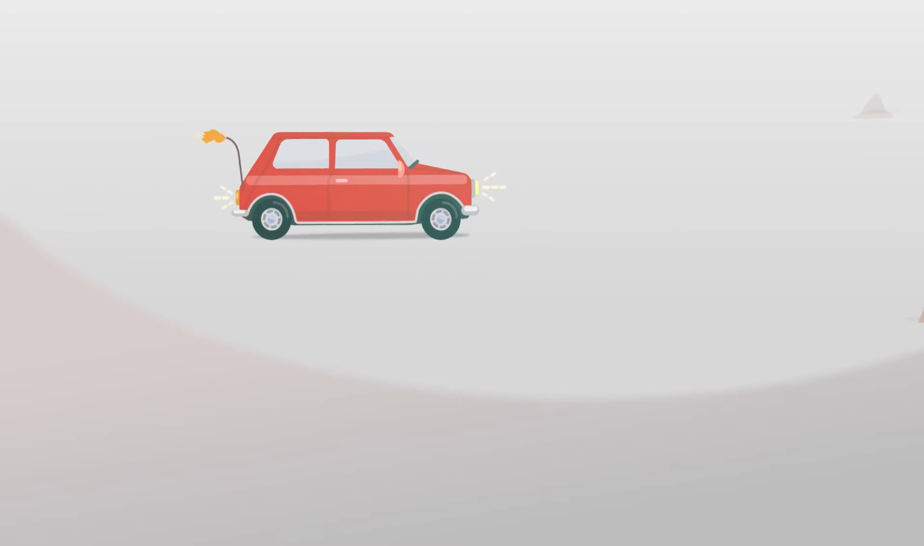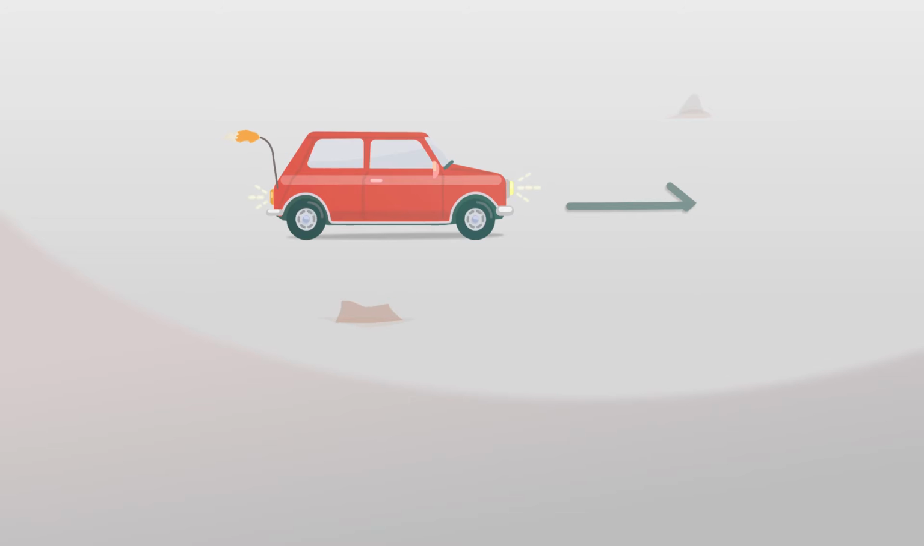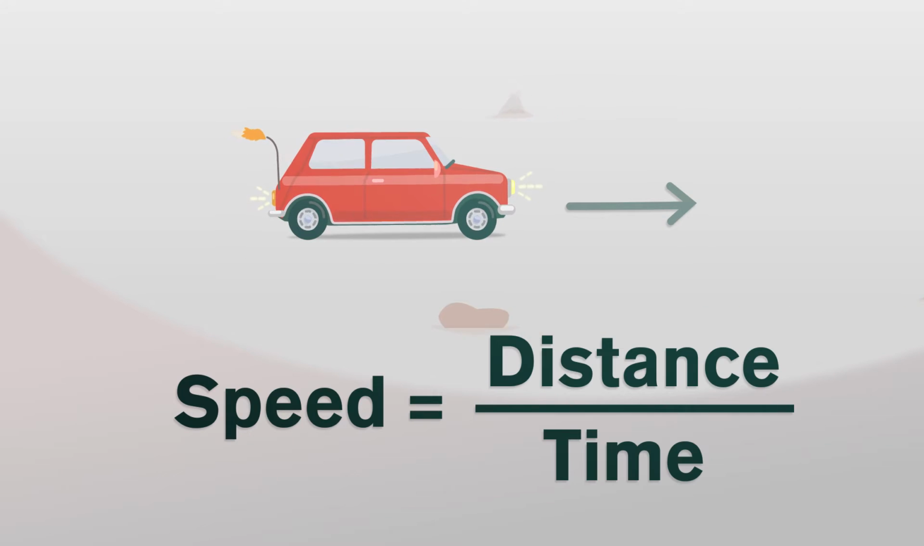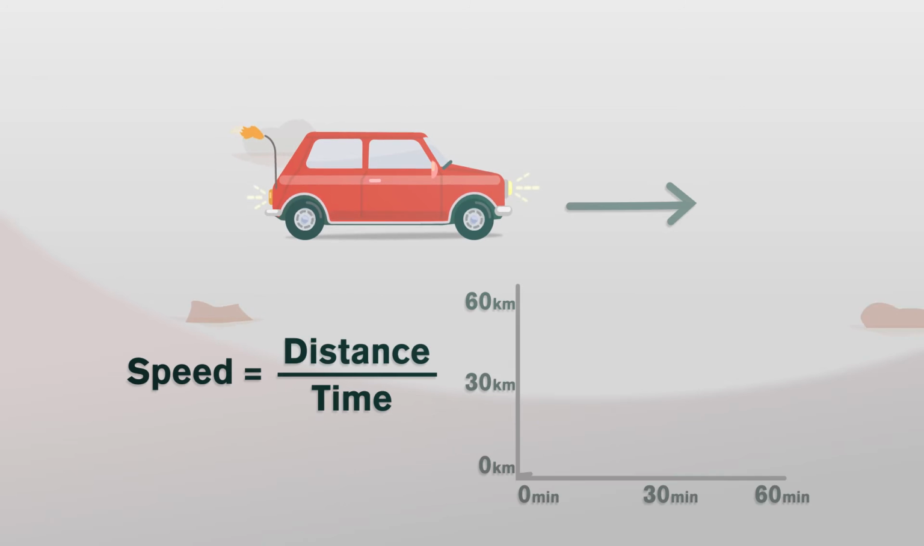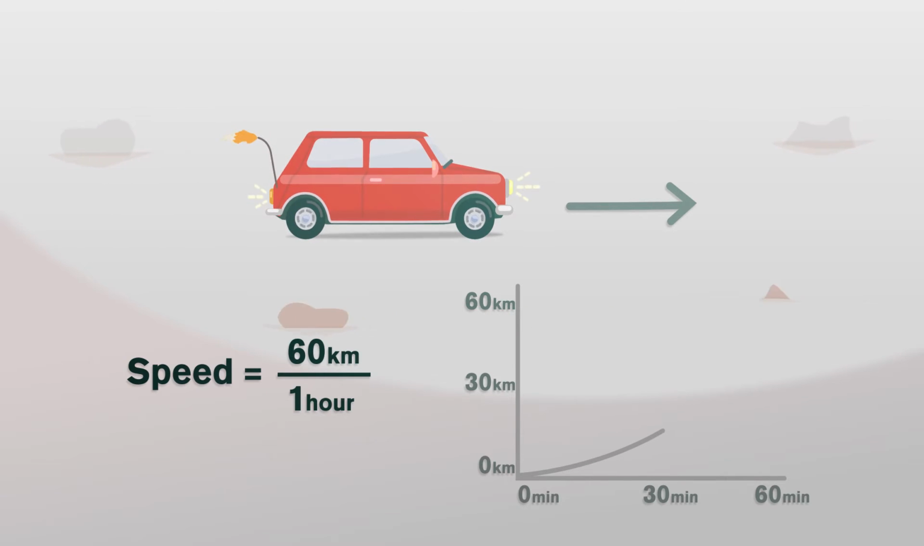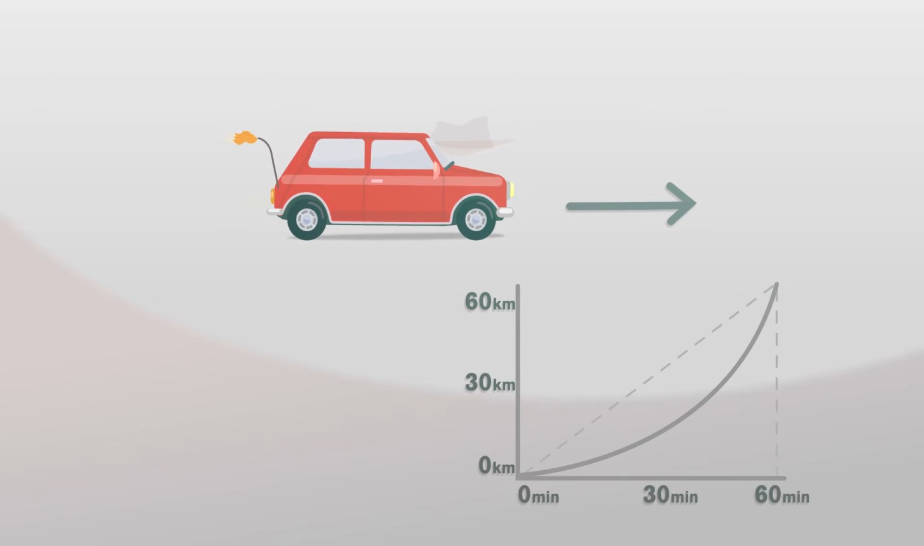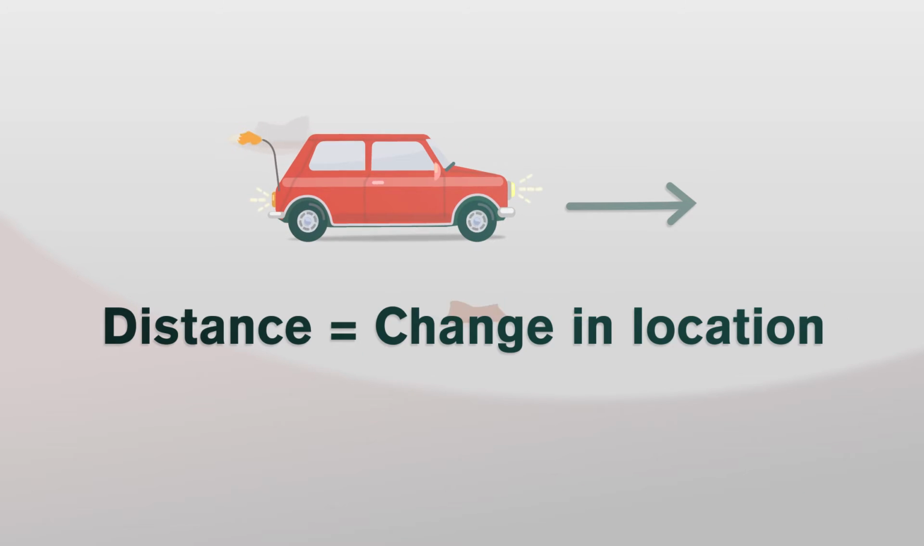Let's think about a moving car. Remember from school that speed equals distance over time. If you wanted to calculate its speed, you'd measure the distance it travelled and divide that by the time that passed whilst travelling. For instance, if you travelled 60 kilometres in an hour, your average speed was 60 kilometres per hour. Another way of thinking about distance is the change in the car's location.